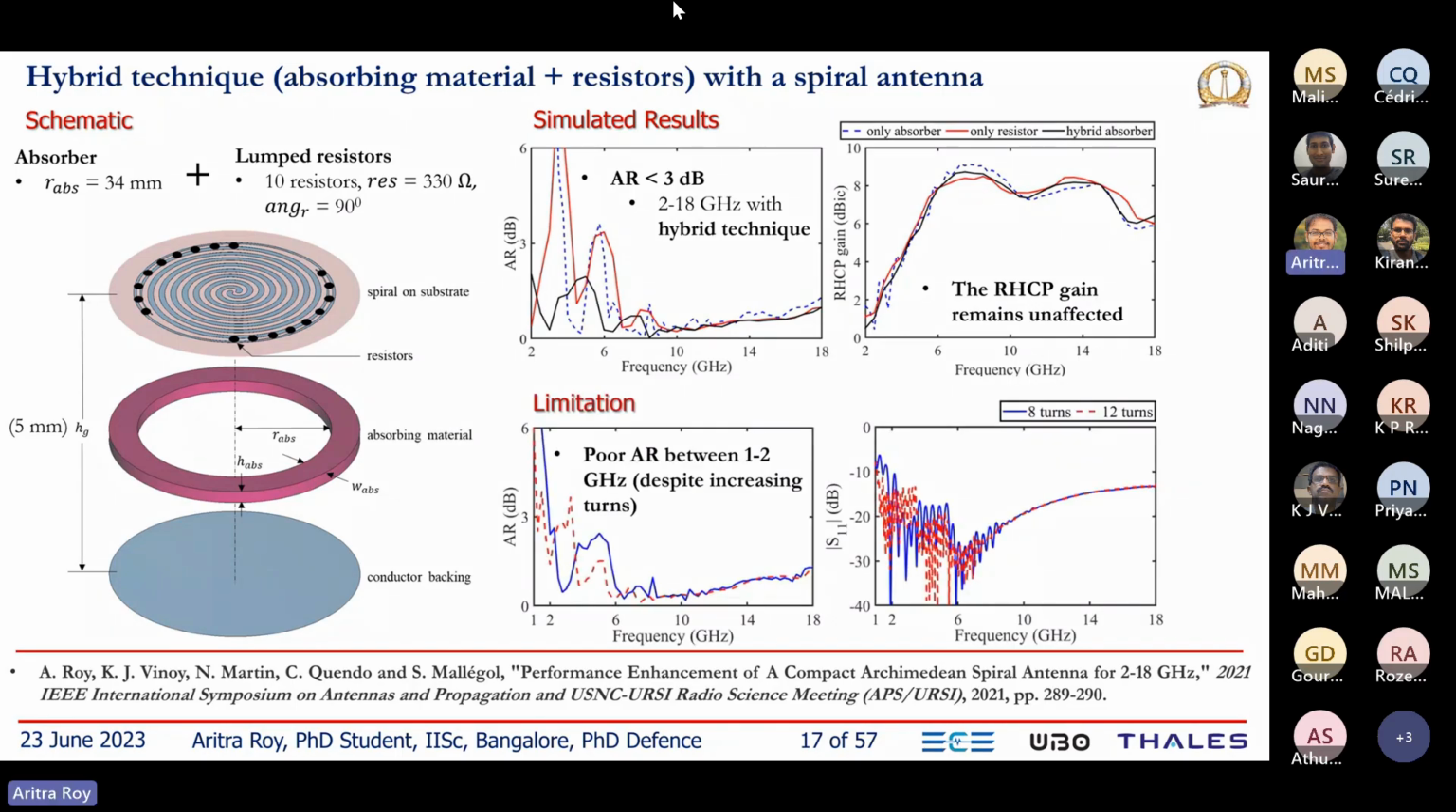But this system has a limitation. Why? When we were successful for 2 to 18 gigahertz, we tried to extend the frequency band from 1 to 18 gigahertz. So first thing we did, we increased the number of turns in the spiral so that it works from 1 gigahertz. And then we tried to optimize that spiral with this technique. What we observed is it is difficult, or not possible, to optimize this proposed technique below 2 gigahertz. So we realized that we have to improve the absorbing technique further to work from 1 gigahertz.